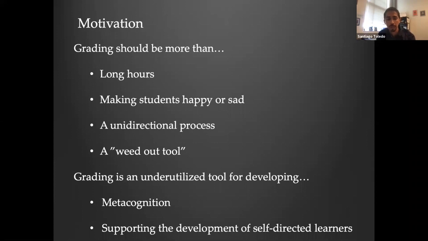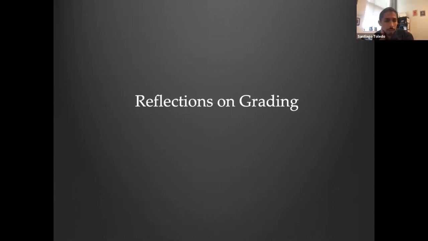I think that is something that's kind of taken for granted, and I think it can be leveraged significantly to try to develop metacognition and ultimately to support students in becoming more self-directed, right? So how do they become independent when we are not around to help them and support them in their learning process?